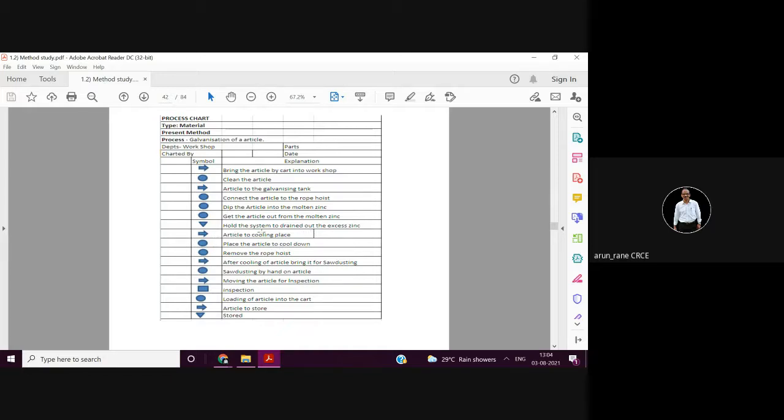Okay, then after a particular time, you have to lift the article, then you hold the article so that it gets drained out properly. Then it has to be cooled. So article to the cooling place. So this is transport, correct? Now hold the article means this is an inverted triangle, so that means it is temporary storage. So looking at this, you have to see which activities can be reduced.